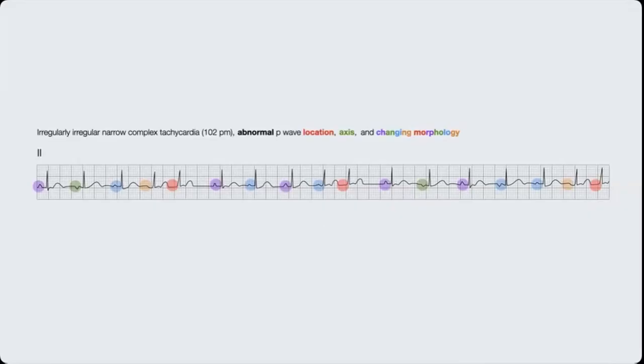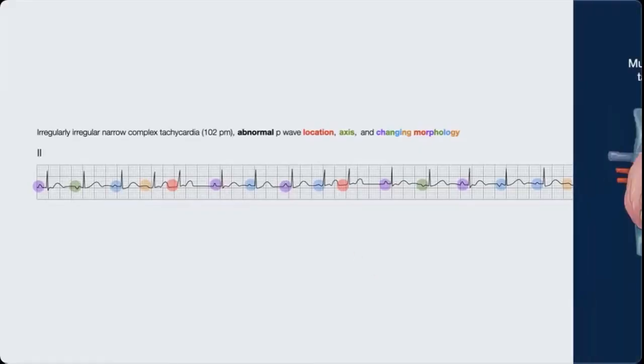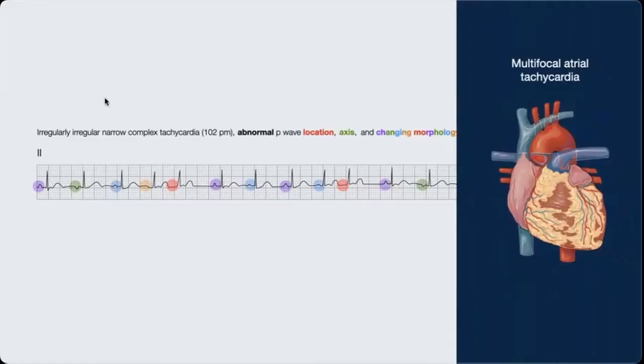And so now what is this telling us? This is telling us that the origin of the electrical activity is kind of jumping around, right? It's not in the same focus or the same spot. So what we're saying here is that it's a narrow complex coming from above the ventricles. It's firing irregularly and it's doing so fast. And because the P wave location and the axis are abnormal, we know that it's not coming from the sinoatrial node, and it's changing morphology, meaning it's jumping around above the ventricles. Maybe it ends up looking like that. And this specifically is known as a multifocal atrial tachycardia.